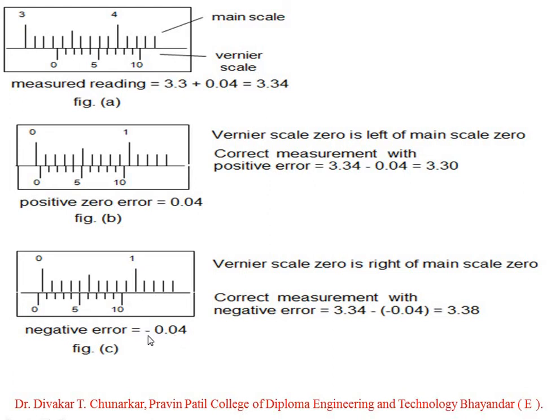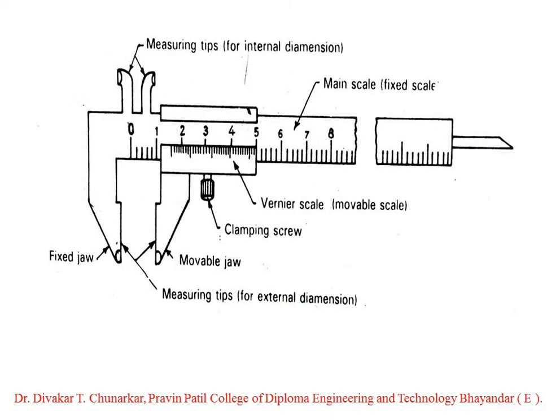So this is the negative error, because this vernier line goes on negative and this line goes on positive, keeping this in mind. And if both lines, the vernier first line and the main scale first line, are parallel to each other, then there is no error, keeping this in mind. So now I'm going to start our experiment.